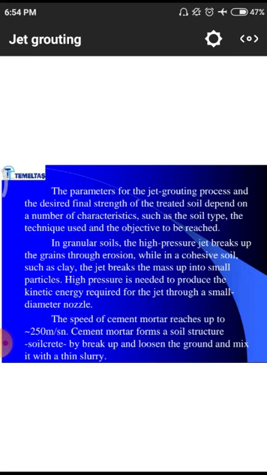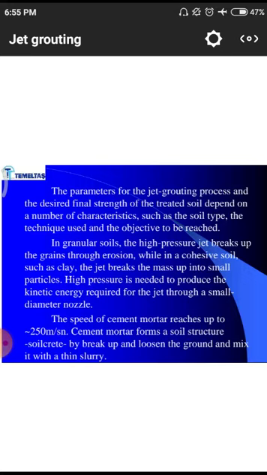Reached means we have totally completed the process. But in case of granular soils, the high pressure jet breaks up the grains through erosion. Normally in granular soils, in the rainy season the top surface is eroded due to the flow of water. In jet grouting, we give high pressure for the jets, so some of the particles surrounded by the jet will be eroded in the case of granular soils.